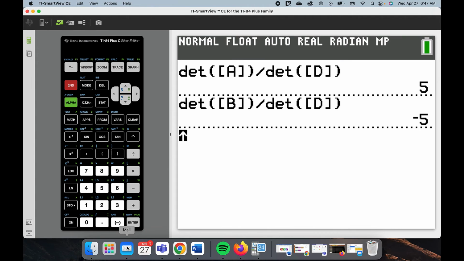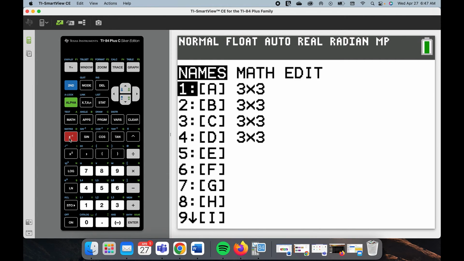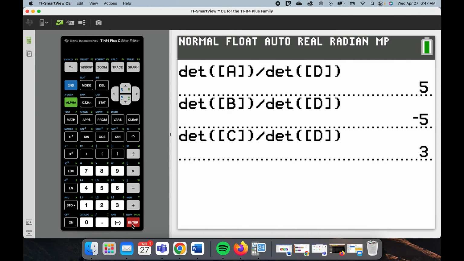Okay, then finally, I'm going to do the same thing. Bring up my previous entry, scroll over to matrix B, and change that to matrix C. And we get z is equal to 3. Okay, so x is equal to 5, y is equal to negative 5, and z is equal to 3.